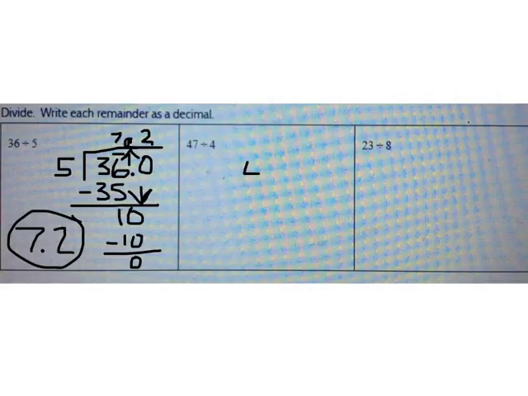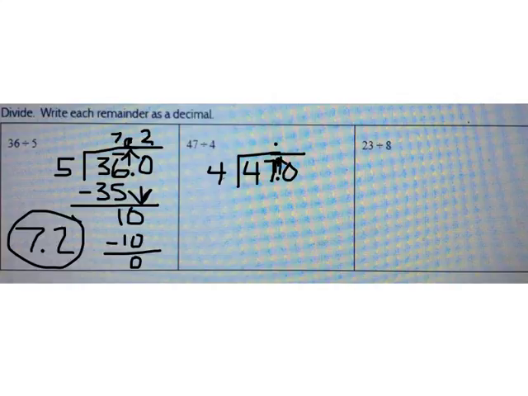Let's do another. 47 divided by 4. I know I'm going to write my answer as a decimal, so I'm going to add the decimal point and the 0. And I'm going to bring my decimal straight up. Make sure you're doing that on your paper now.